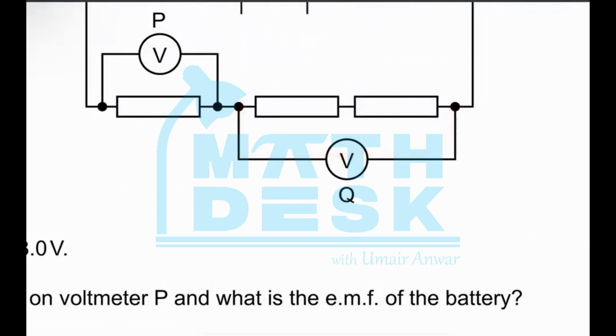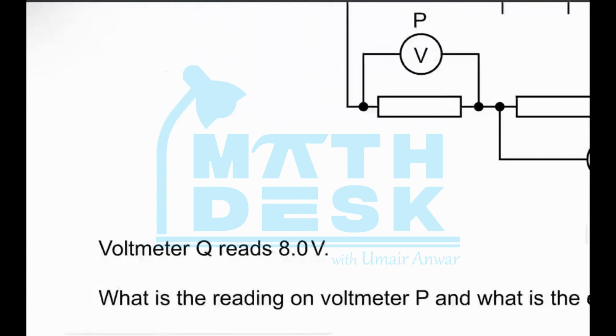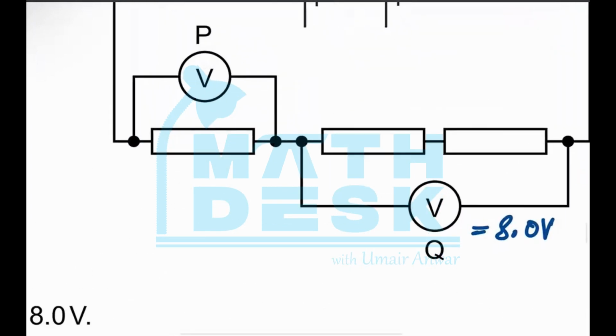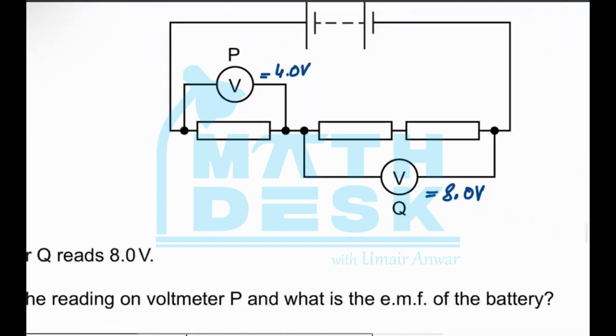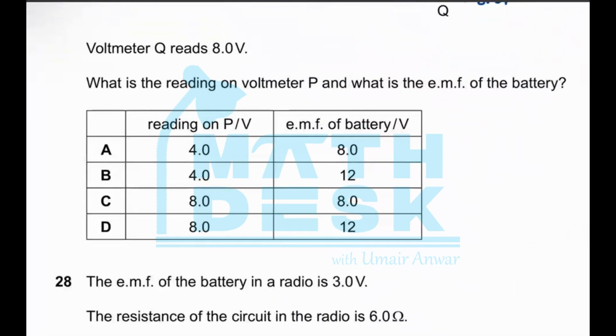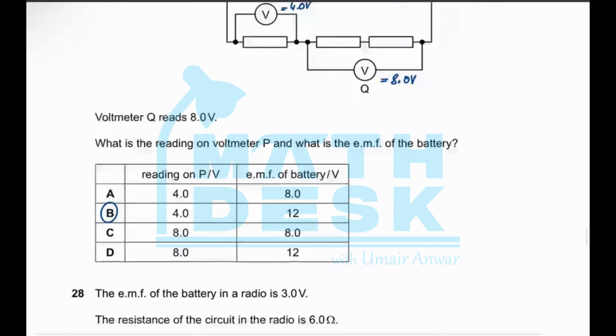Okay, since the resistance of all the resistors are same and the voltage across these two resistors is 8, so the voltage across this single resistor would be equal to 4.0 volts. And if we add up all the voltages, 4 plus 8, the EMF of the battery comes out to be equal to 12 volts, because this was the total voltage which was being divided amongst these 3 components. Now, out of the given options, voltmeter reading on P should be 4 and the EMF of the battery should be 12. This should be the correct answer for this part.